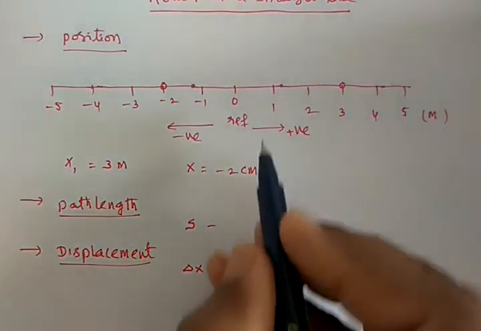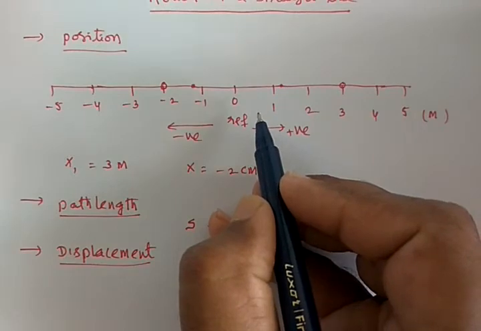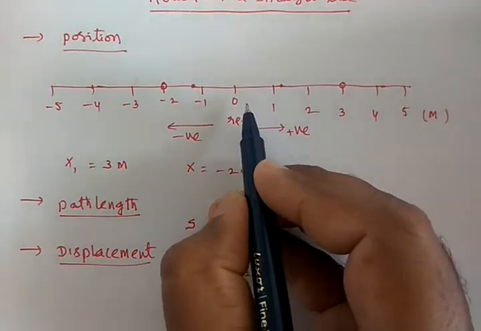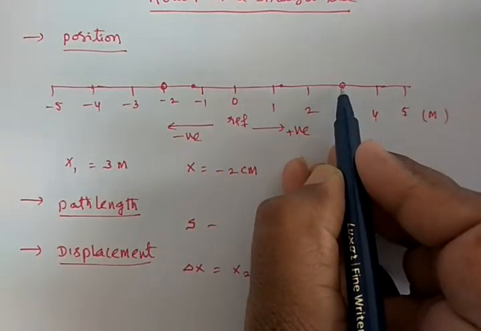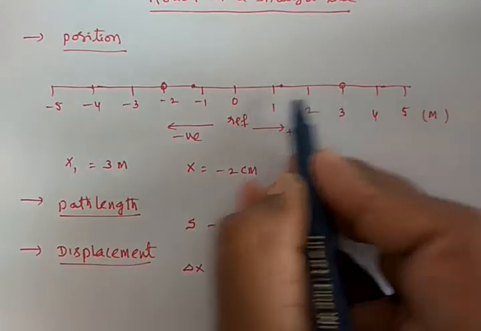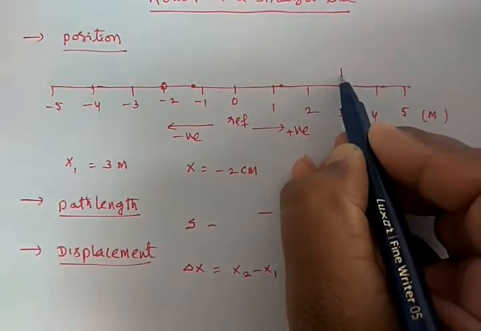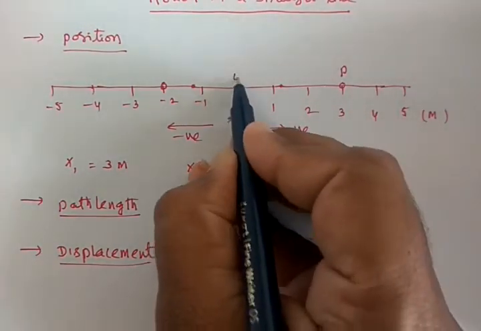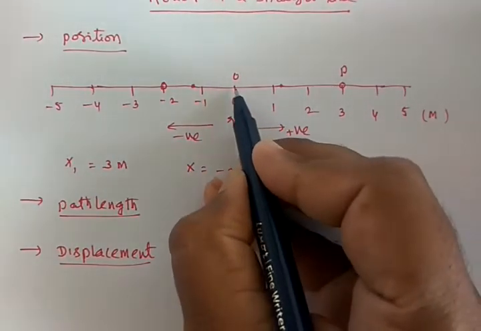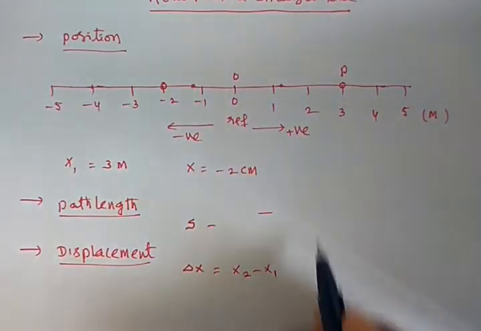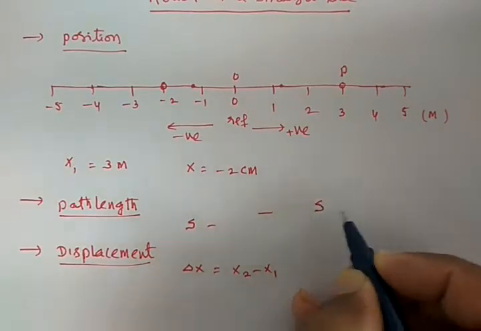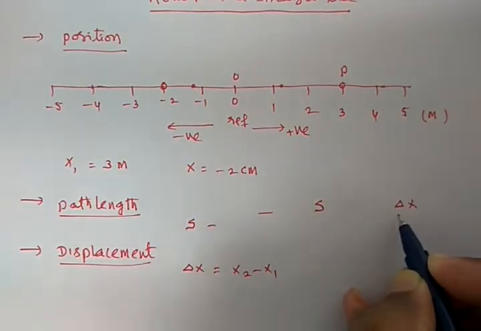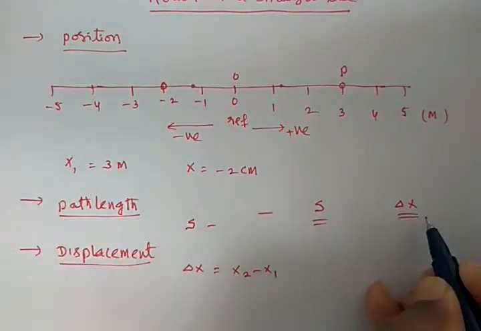Now assume that one object is moving from reference frame to somewhere here, let us say in given time t. In this case, let us take that point as P, and this is, let's say, O. An object is moving from O to P. If object is moving from O to P, let us write down here path length, say S. And now I will also write down here displacement. Displacement is delta x.